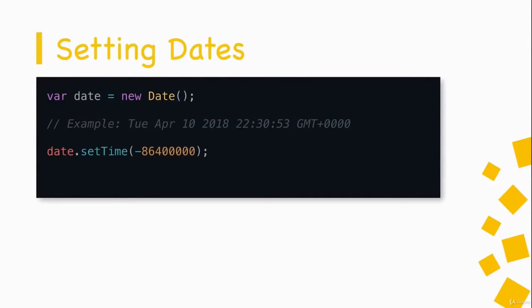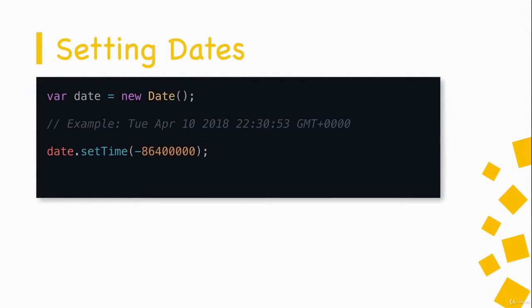Now, the first method that we can look at is the setTime method. So this is basically the same as the getTime method, but it's the opposite. It's the set equivalent of the getTime method. So the getTime method tells us the number of milliseconds since the Unix epoch for a specific date. And the setTime method can be used to set the number of milliseconds since the Unix epoch. So you can actually use it to change the value of the date object. In this case, we're inputting minus 86 million.